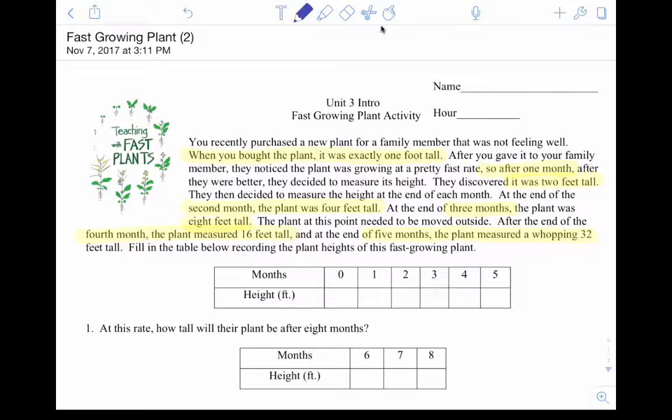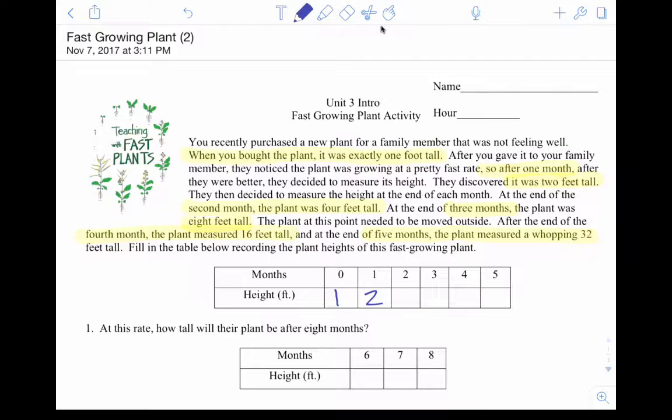So on months, it's talking about number of months after you bought the plant. So for 0, that would be 0 months after you bought the plant. That's talking about the moment when you bought it. So when you bought it, it was 1 foot tall. So you're going to put 1 for the height. A month after you bought it, it was 2 feet tall.